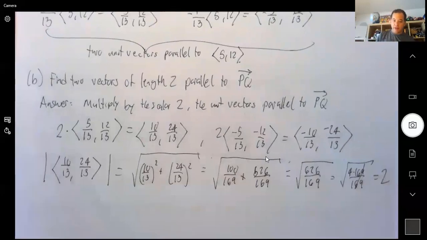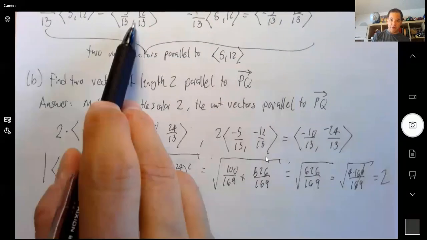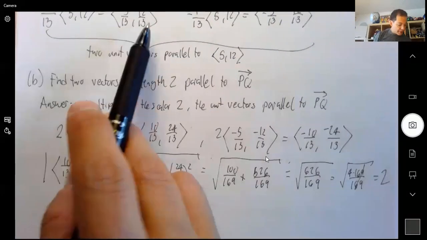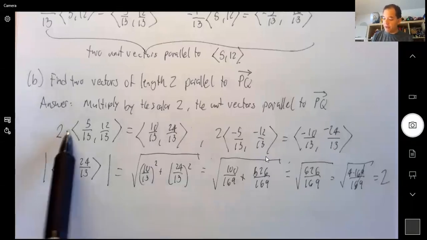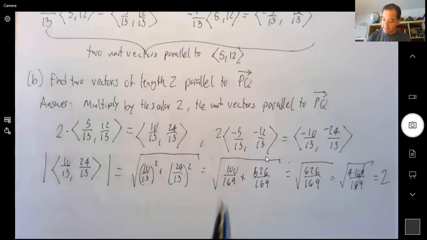So it works, and it should work because we already knew that this one was a unit vector. So when you multiply by 2, you of course get a vector of magnitude 2, right? We could have done it with any other number instead of 2, and it will work the same way.